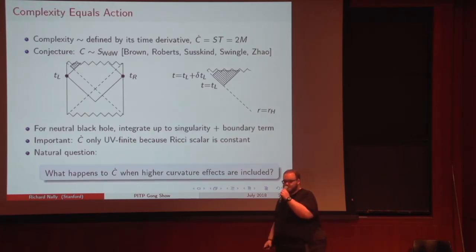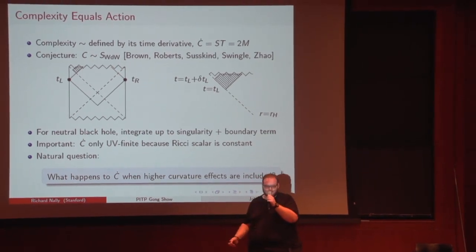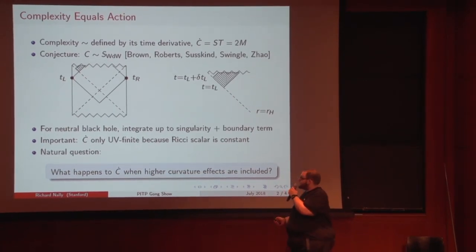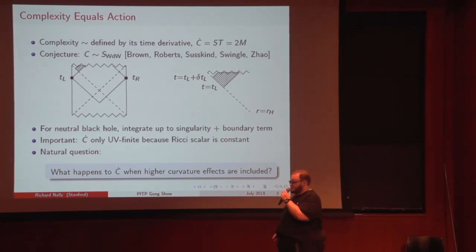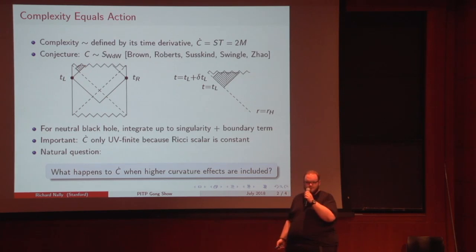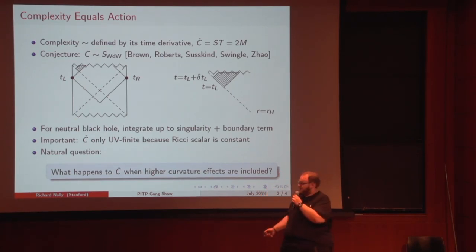So Javier sort of stole my thunder a little bit, but complexity equals action has a very strange thing about it in the proposal that Lenny and friends published, which is that you integrate all the way up to the singularity, at least for neutral black holes. And on the singularity, you have to plug in a Gibbons-Hawking-York boundary term. And so this should maybe scare you a little bit. GR breaks down near singularities. So why are we allowed to do this?